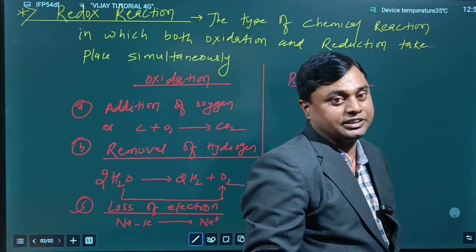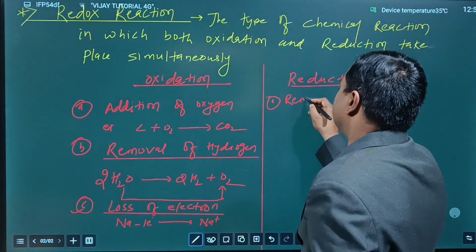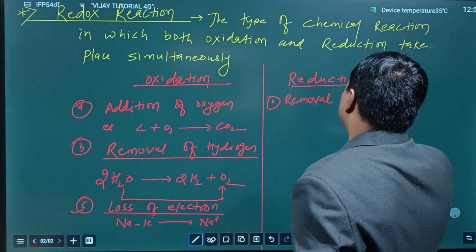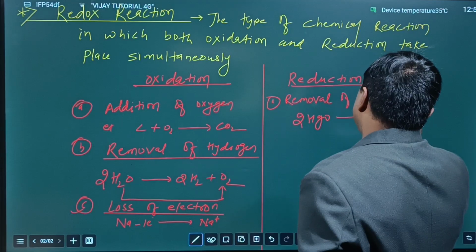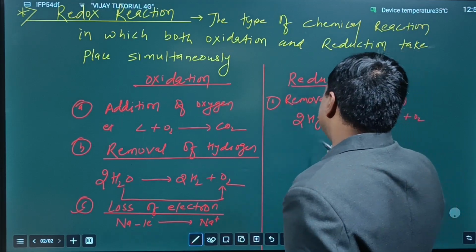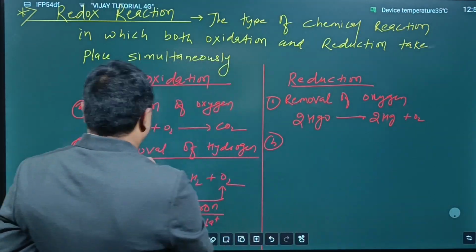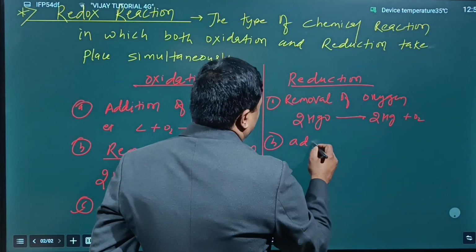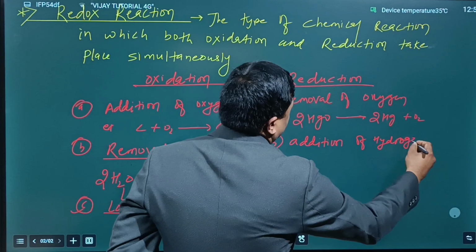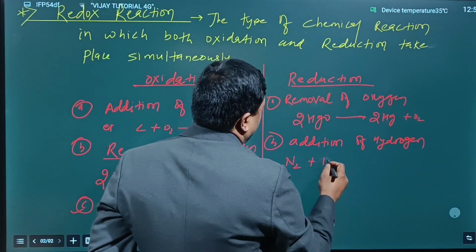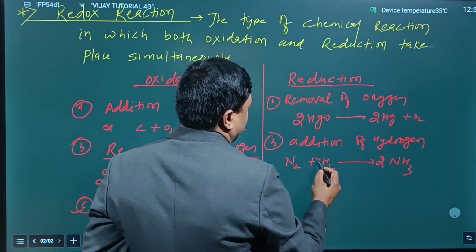Reduction is just the reverse of oxidation reaction. So reverse of addition of oxygen means here removal of oxygen takes place. For example, 2HgO gives rise to 2Hg plus O2. Here with mercury oxygen is there, with mercury oxygen is not there. Or we can say addition of hydrogen. For example, nitrogen gas combined with hydrogen gas gives 2NH3, ammonia gas. So here 3 H2 is there, you have to multiply.